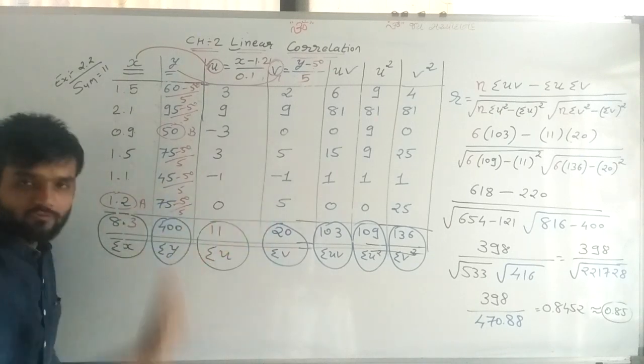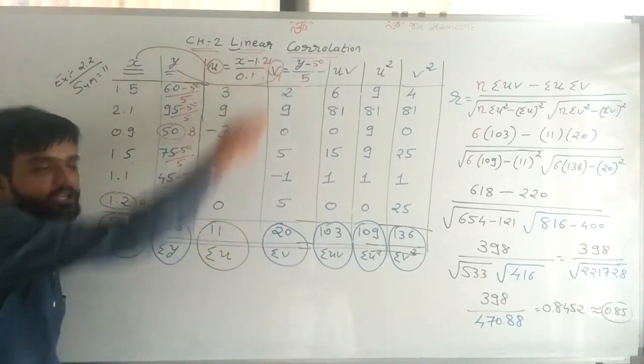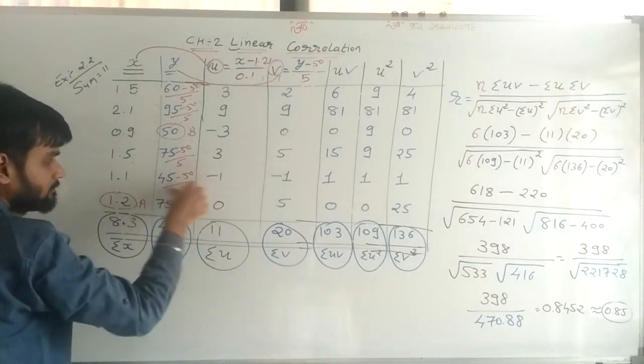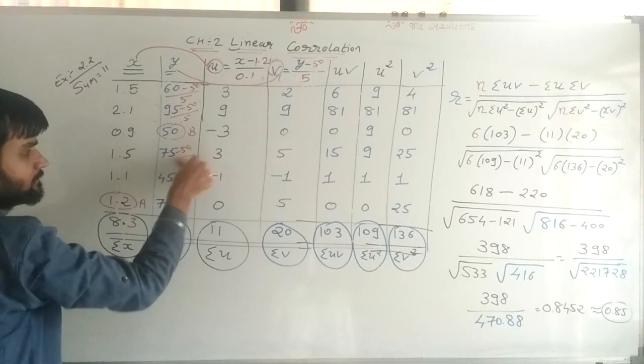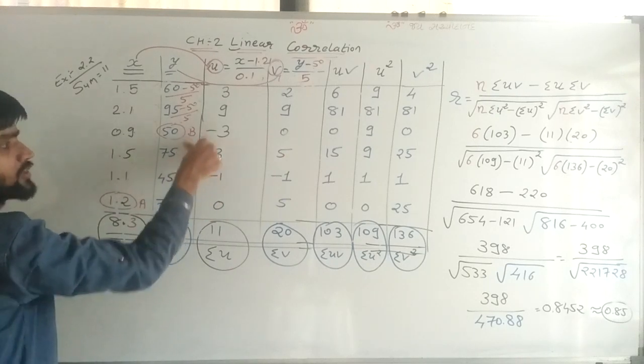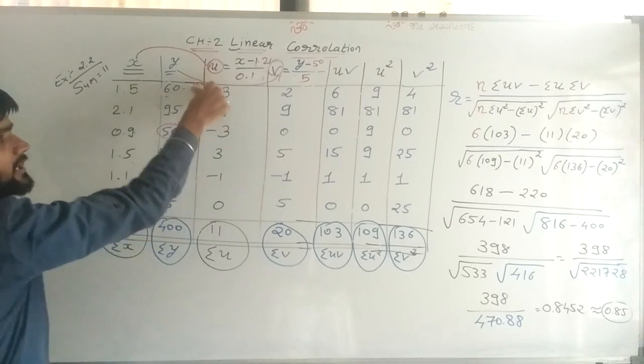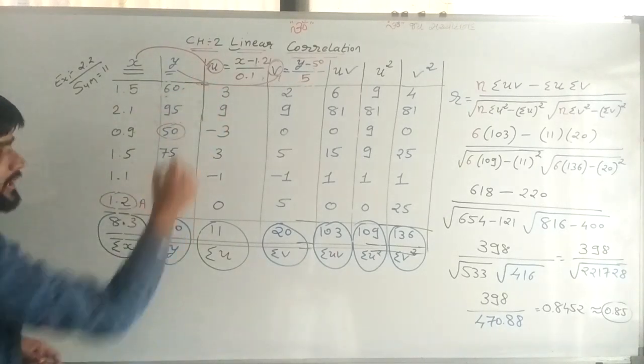25 upon 5, 5. In this way we are finding values of v. Now, again I am clearing the calculation because you don't need to write here. This is only for your explanation.